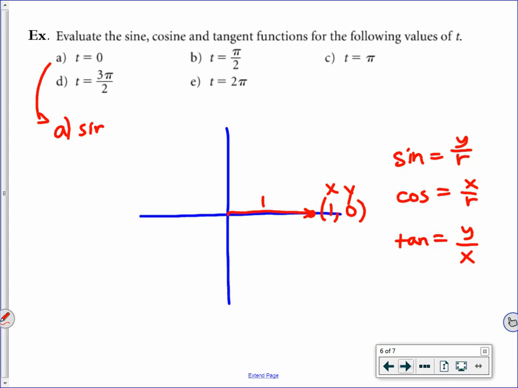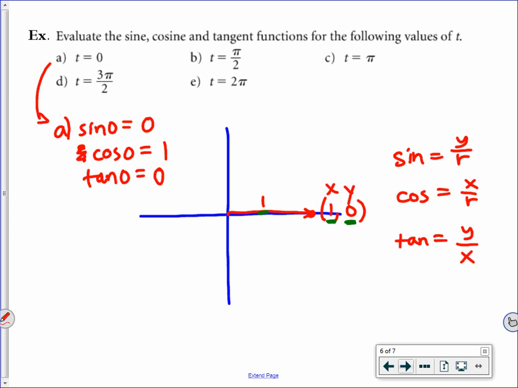Sine of 0 degrees is going to be y divided by r, which here would be 0 divided by 1. So 0. The cosine of 0, right, is going to be the x divided by r. So 1 divided by 1, and that would be 1. The tangent of 0 is going to be y divided by x, which is 0 over 1, which is 0 again. And then this is the procedure that you'll use for any of the quadrantal angles.